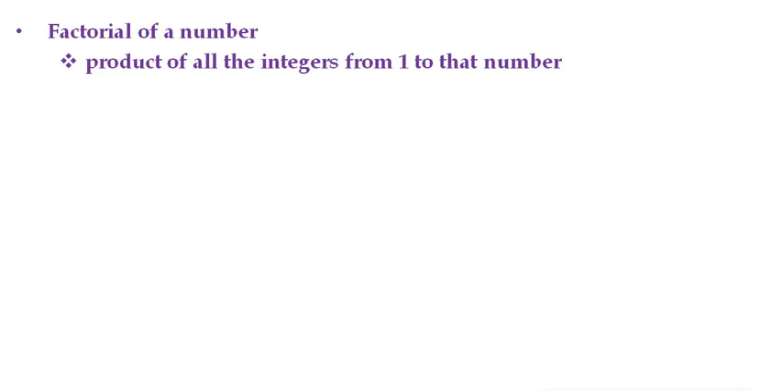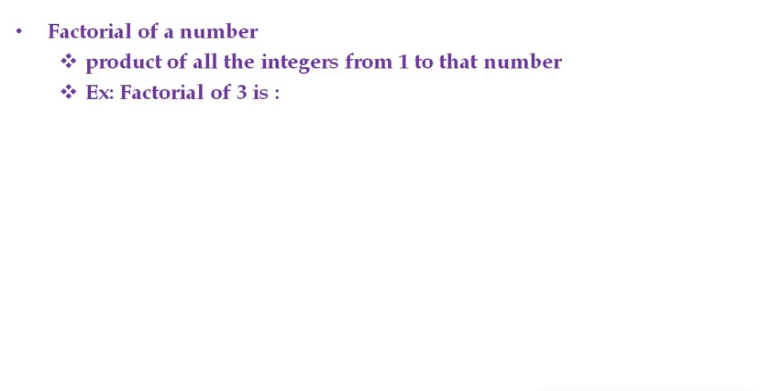Hi guys, in this video we are going to discuss how to write a factorial program using C language. So what is a factorial of a number? Factorial of a number is the product of all the integers from 1 to that particular number.